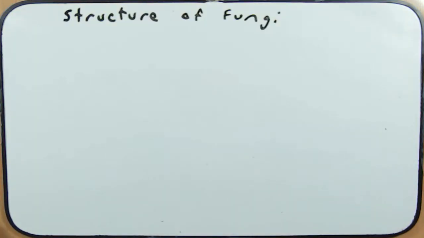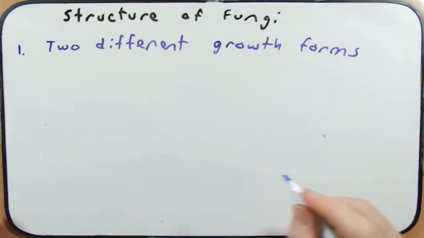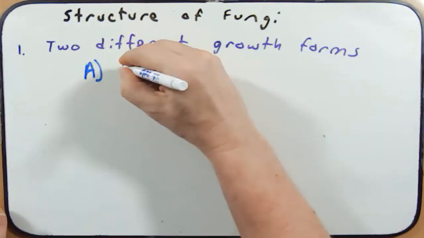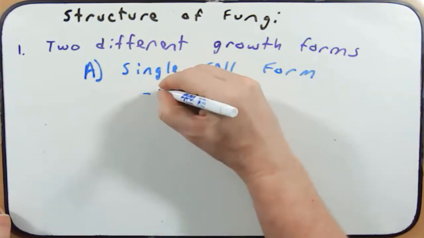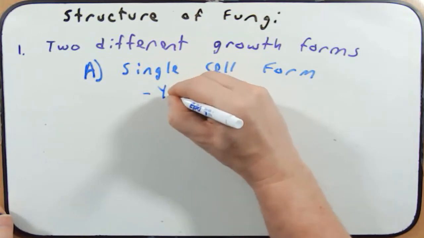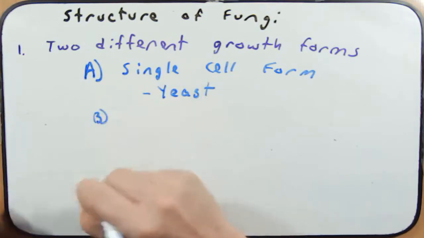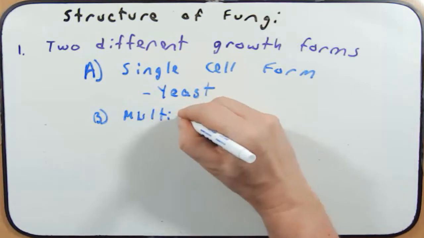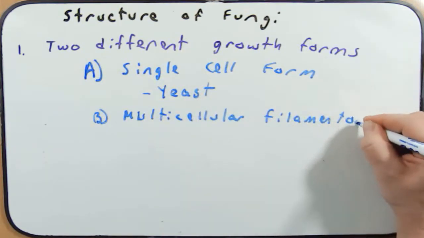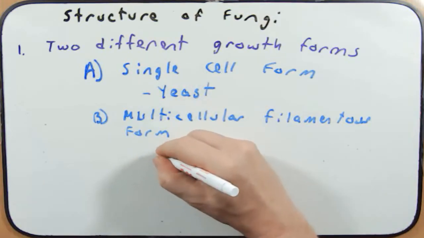The first thing I want to say about their structure is that yeast can exist in 2 different growth forms. So these 2 different forms include the single-celled form, much like you might see in the various yeast species, the ones that are used in making bread or making beer. The other form is the multicellular filamentous form. And I'm going to show you a picture of this in a moment, but I want to introduce a term for you, and that is the term of Mycelia.